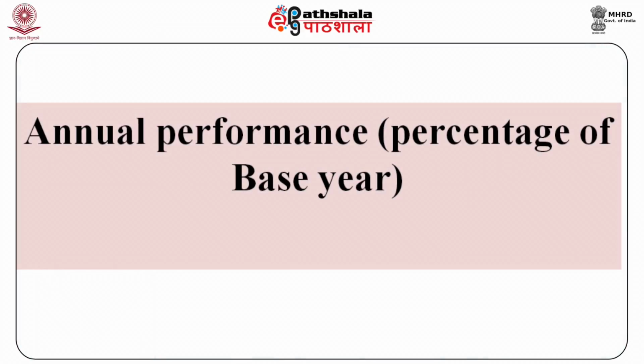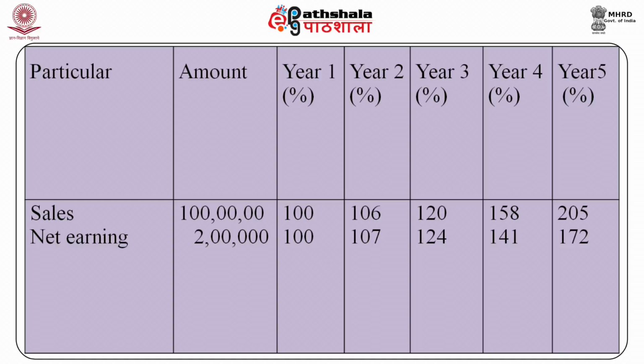Now we show this with the help of annual performance in percentage of base year. We have the sales with 10 lakh with year first of 100%, year second 106%, year third 120%, year fourth 158% and year fifth 205%. Then we have net earnings having 2 lakh worth with 100% for first year, 107% for second year, 124% for third year, 141% for fourth year and 172% for fifth year.